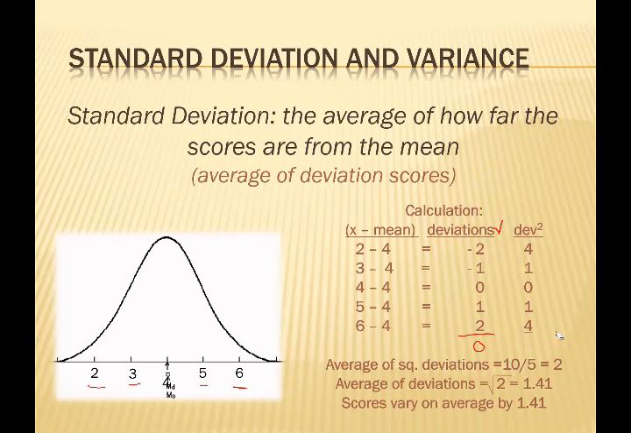So when you have all these positive numbers, then you can add them up and divide by the number of scores to get your average, right? So these square deviations add up to 10, so you divide by 5, and that gives you 2, right? Now, what is that number 2? The number 2 is literally the average of square deviations. The average of square deviations is your variance.